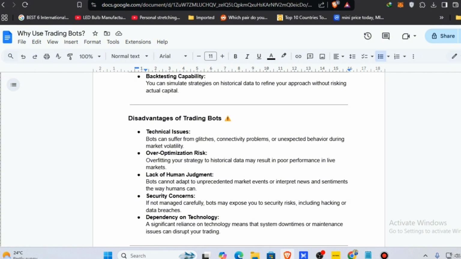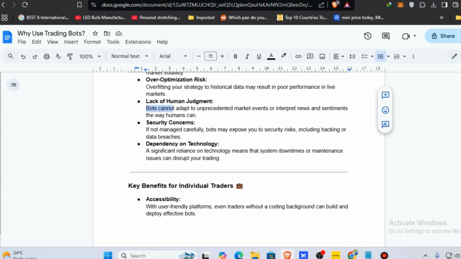Keep in mind that there is no bot which works on neural networks or AI or something like that. They just use those AI tactics for marketing purposes, so you should not be impressed by those things. Lack of human judgment: bots cannot adapt to unprecedented market events or interpret news and sentiment the way humans can. However, bots can be very beneficial if you apply them to your own analysis and your own strategies, so they can be less human-interactive and take very good decisions.